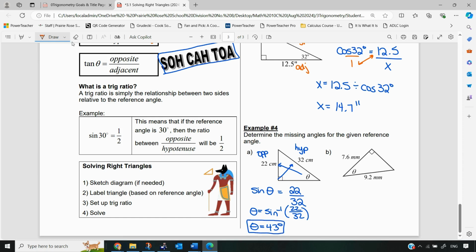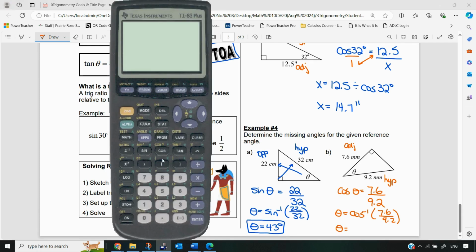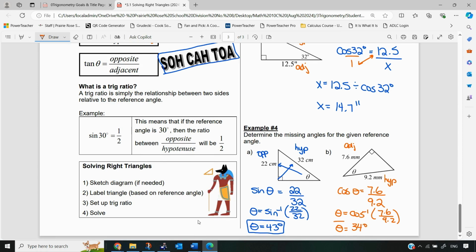And let's take a look at one final example. Here I have my angle. This would be my adjacent and my hypotenuse. So in this case, I'm going to be using cosine. So cosine of the angle is adjacent, which is 7.6, divided by my hypotenuse, which is 9.2. I want to get the angle by itself, so I'm going to take the inverse of cosine. So cosine -1 of 7.6 divided by 9.2. On my calculator, second cos of 7.6 divided by 9.2. And that gives me 34.3 degrees. Rounded to the nearest degree would be 34 degrees.